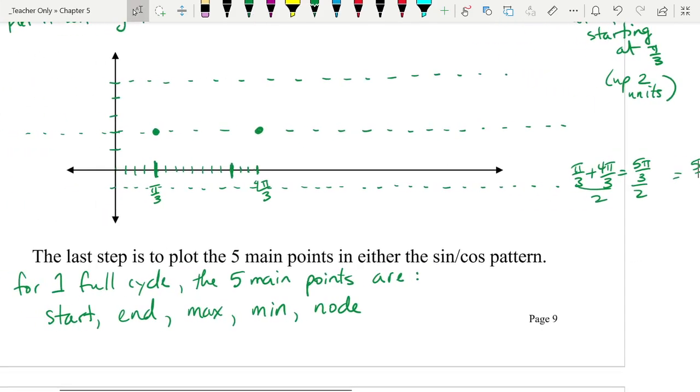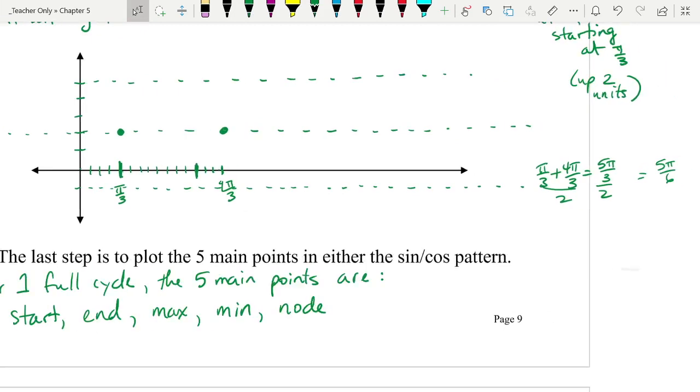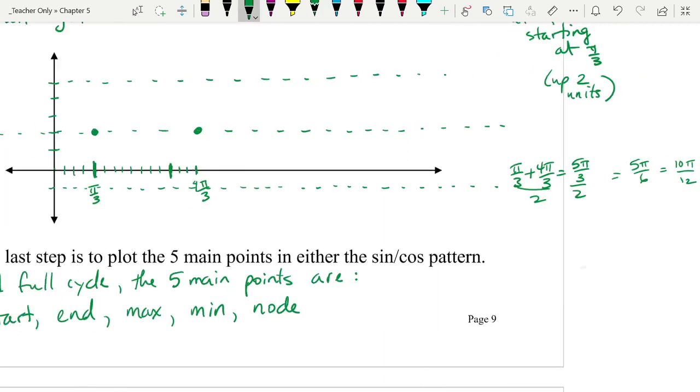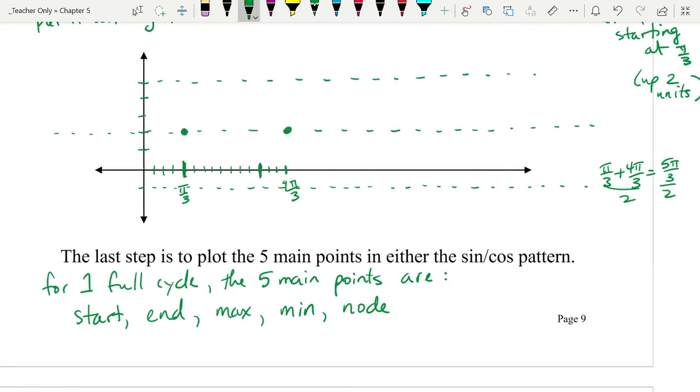Okay, what was I counting in? 12ths? So if I was counting in 12ths, 5 pi by 6 is 10 pi by 12ths. 1, 2, 3, 4, 5, 6, 7, 8, 9, 10. There we go. Halfway. If that doesn't look like halfway to you, it's because I was drawing without a ruler and I didn't estimate very good. But according to my counting, that's where halfway should be.